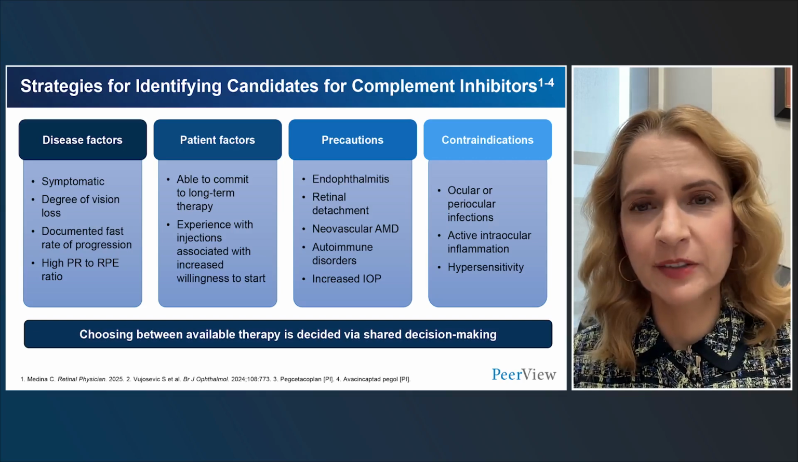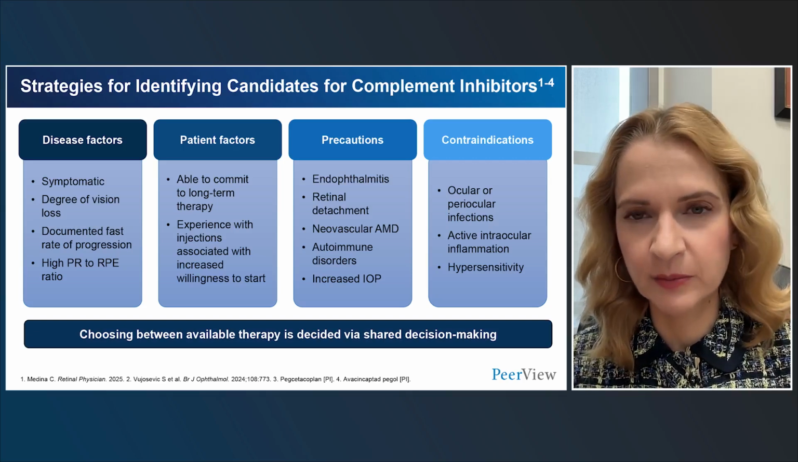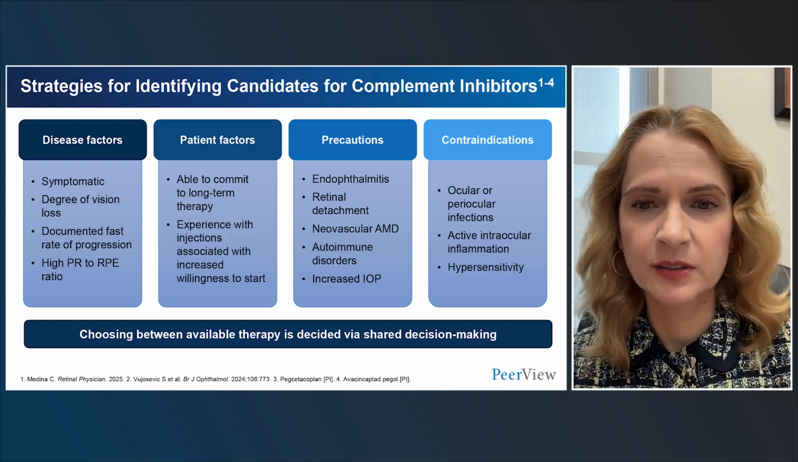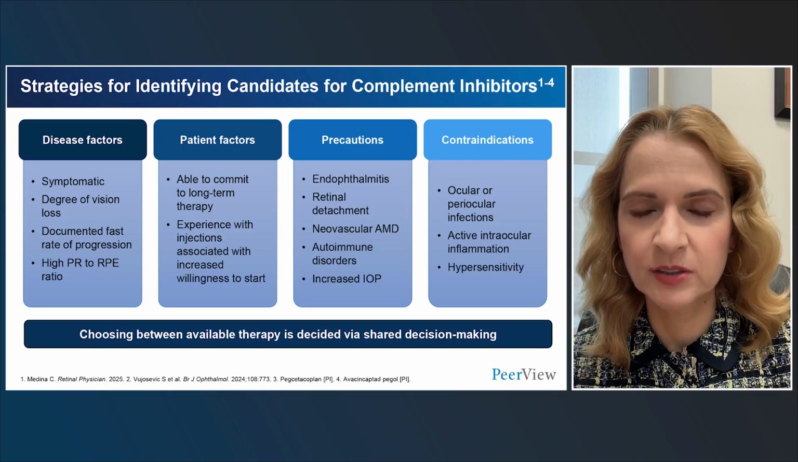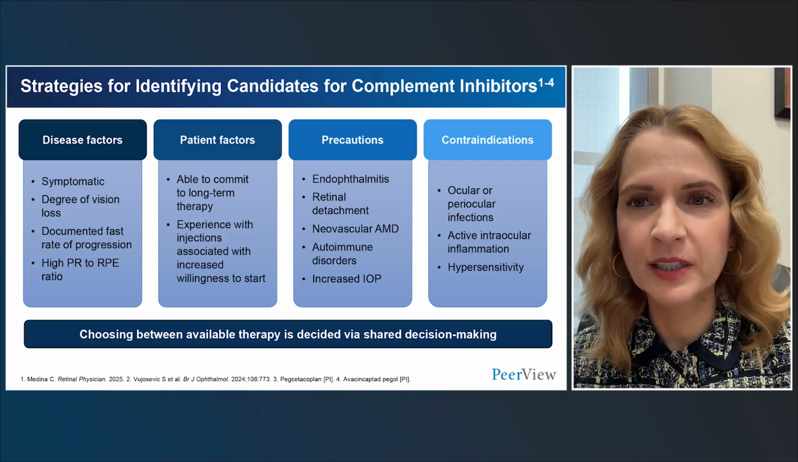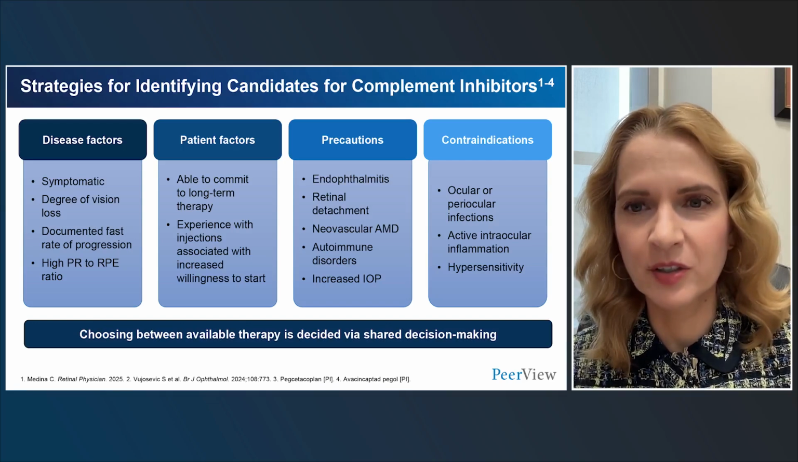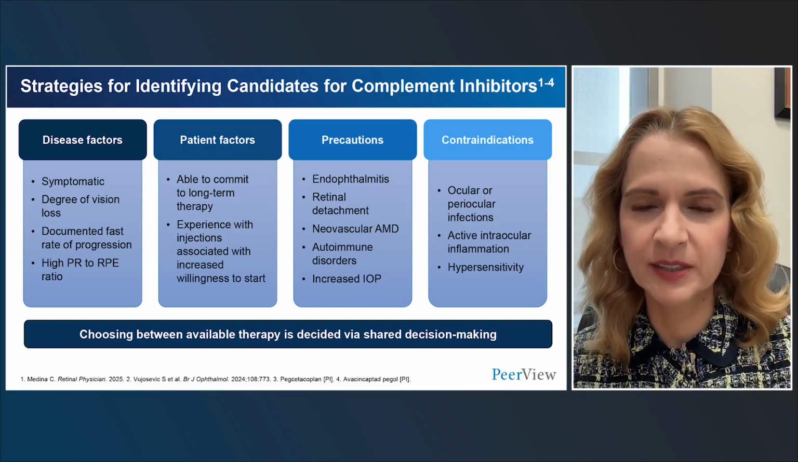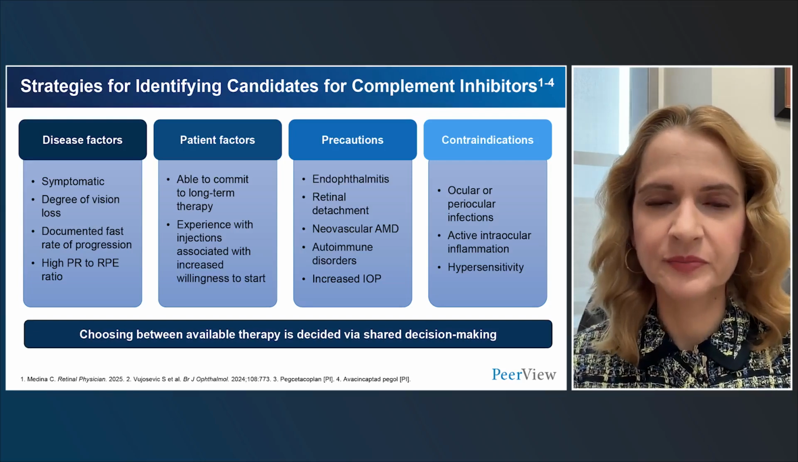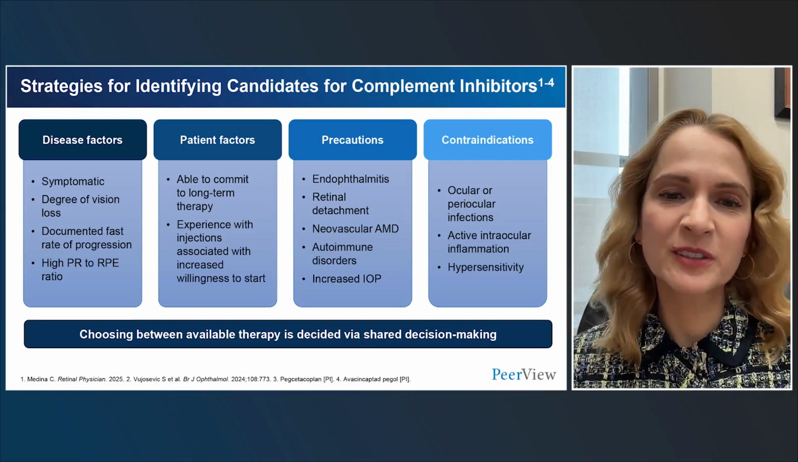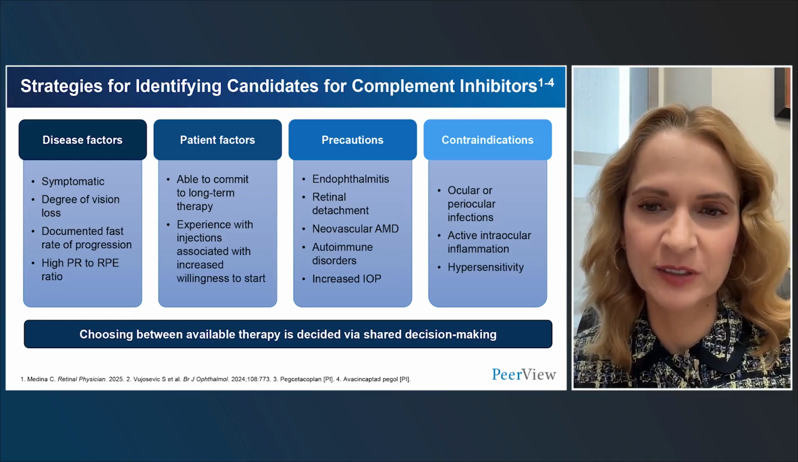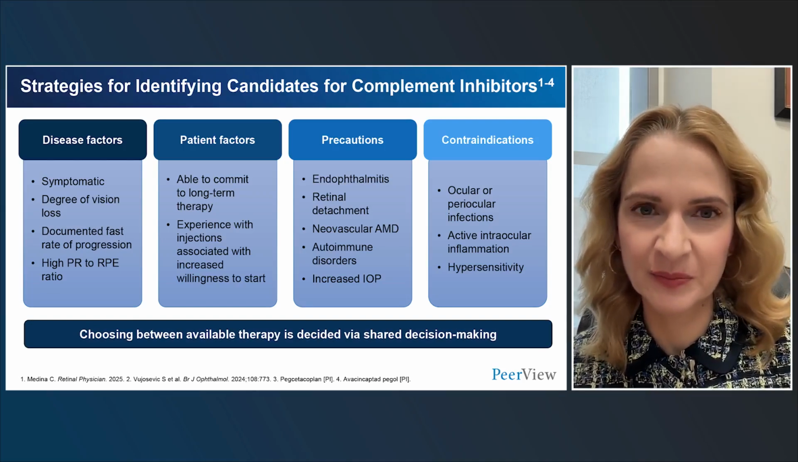Precautions that should be given to the patients are risk of endophthalmitis, retinal detachment, neovascular AMD, autoimmune disorders, and increased intraocular pressure associated with these injections. Contraindications for therapy are ocular or periocular infections, active intraocular inflammation, and hypersensitivity reactions. Choosing between the available therapies is via shared decision-making between the physician, patient, and caregivers.